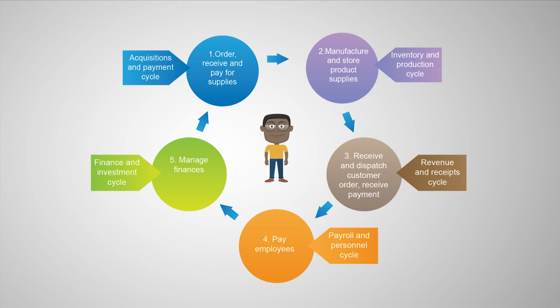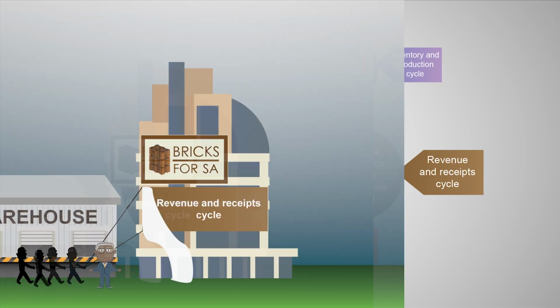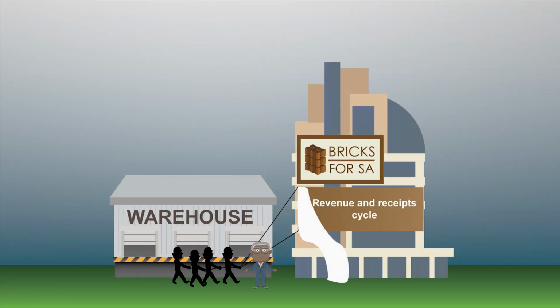In this video, we will discuss how Bricks for SA Limited receives and dispatches customer orders as well as how they receive payments. This is known as the revenue and receipt cycle. So let's see what selling bricks to the public is all about and what is most important for business, collecting the money for the sale.